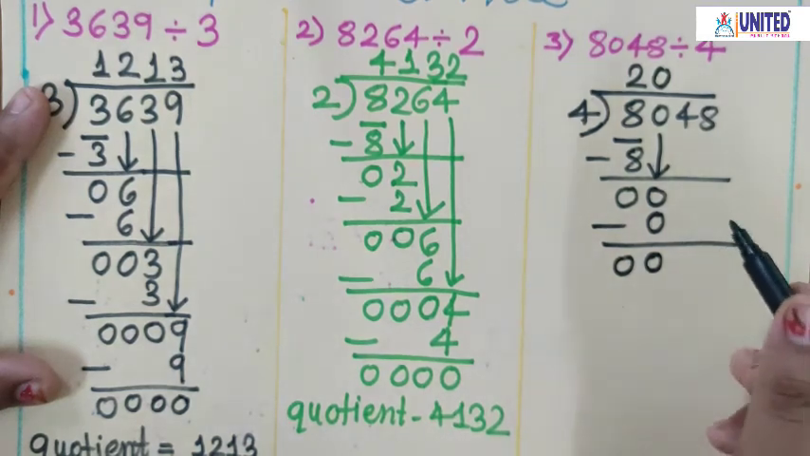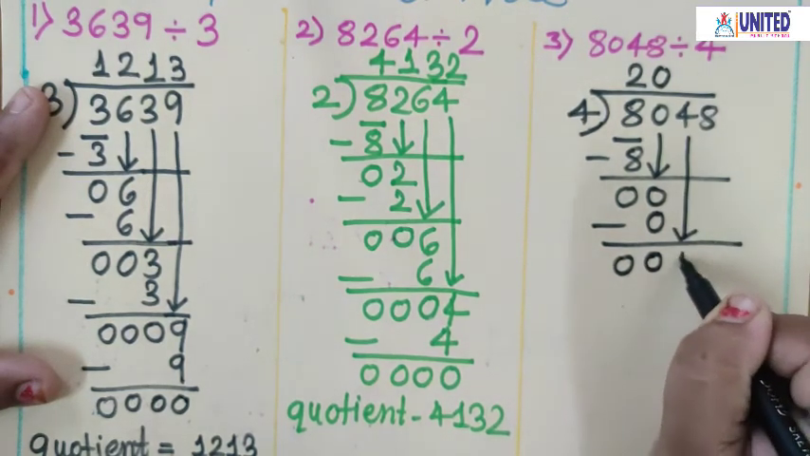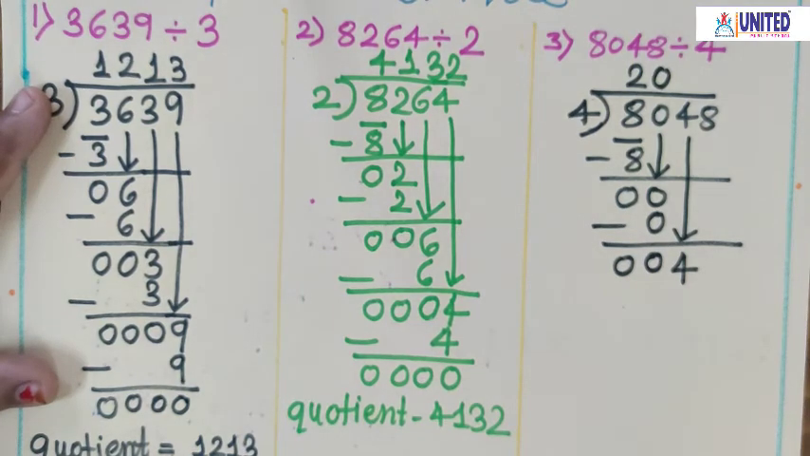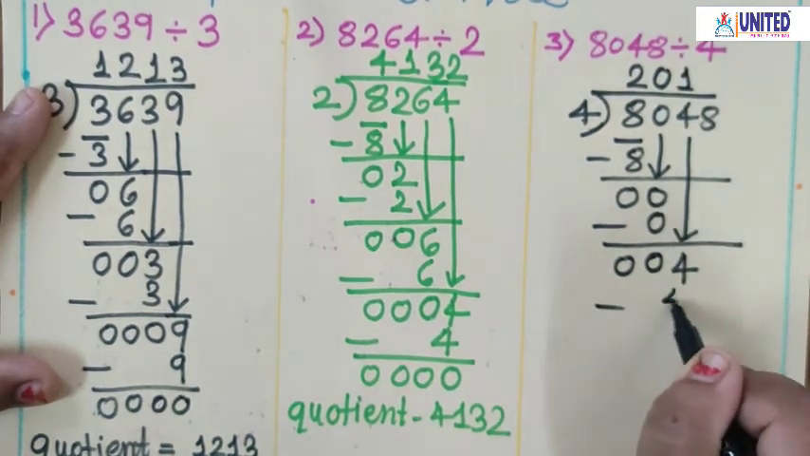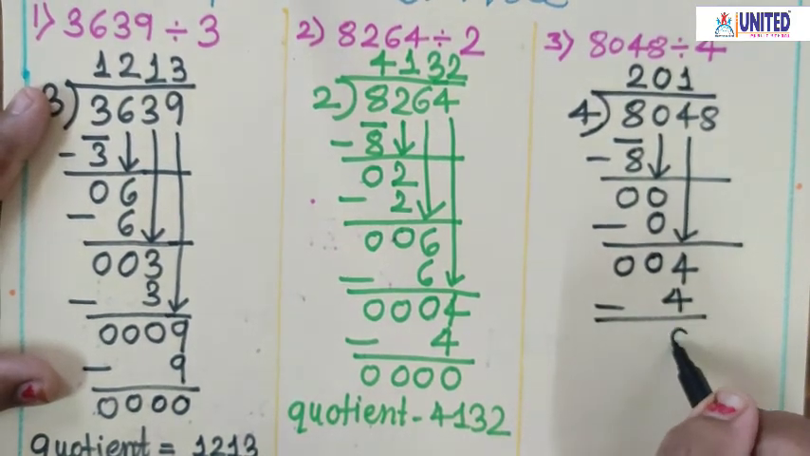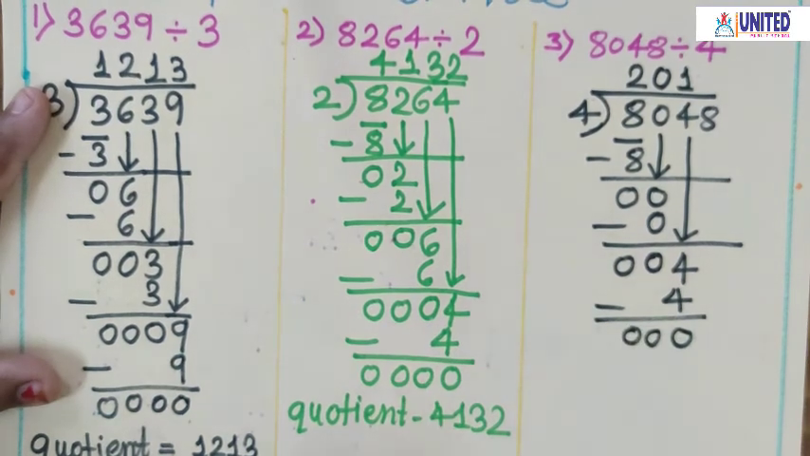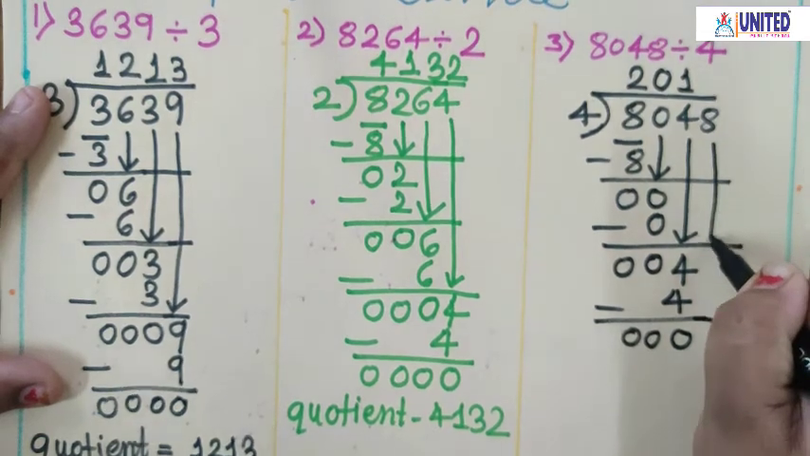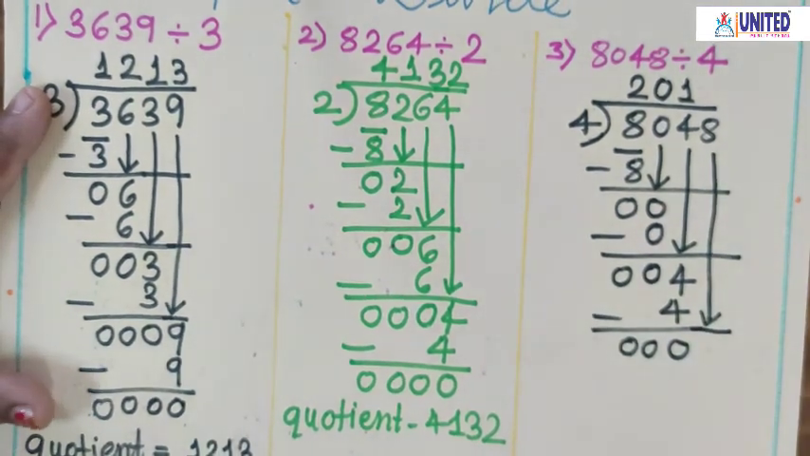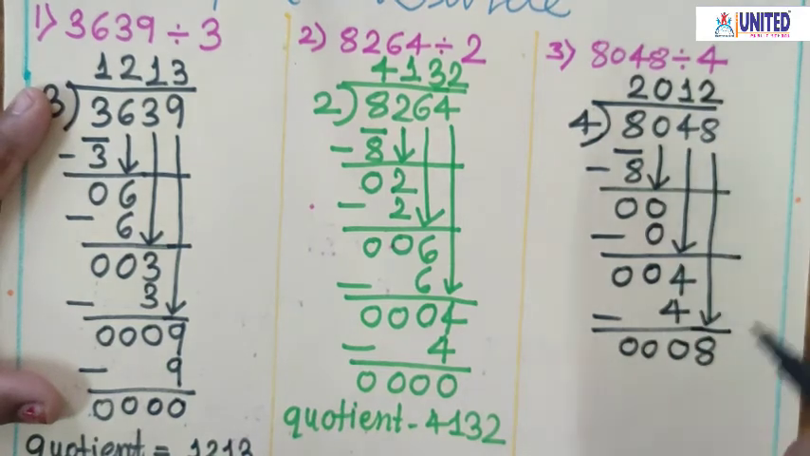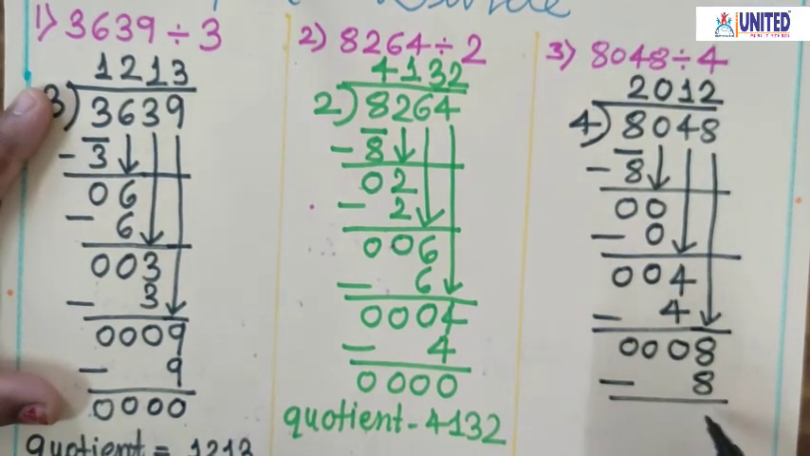Now what is the next number? 4. So we have to take the downside 4. Right? Now 4 is equal to 4. So we can divide it. 4 1s are 4. Right? Now 4 minus 4 is 0 and this 0 is as it is. Okay. Now which is the next number? 8. So we take the 8 downside. Okay. So what is the number here? 8. And that is greater than 4. At which place 8 come? 2s are. So 4 2s are 8. So now 8 minus 8 is 0 and other zeros are as it is.